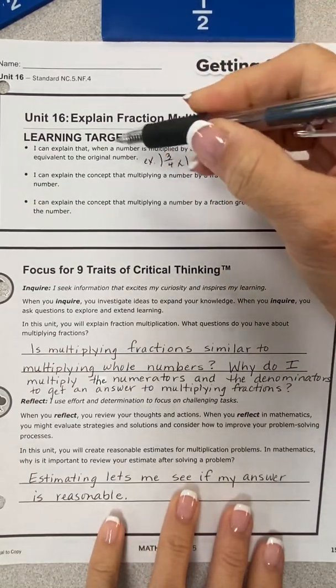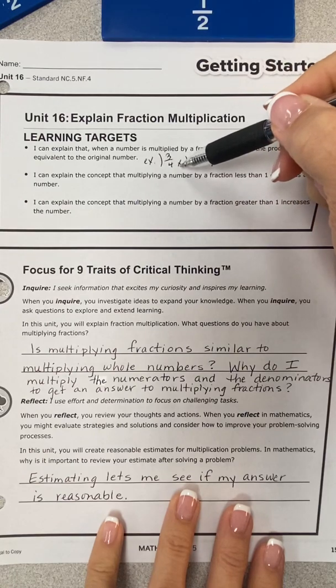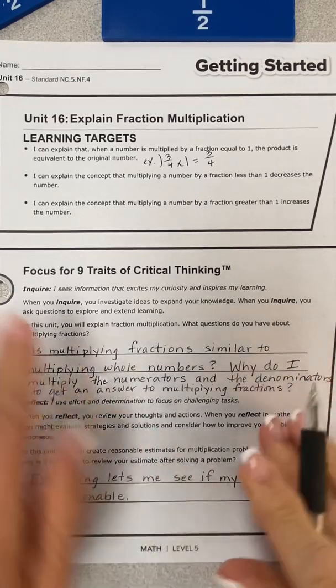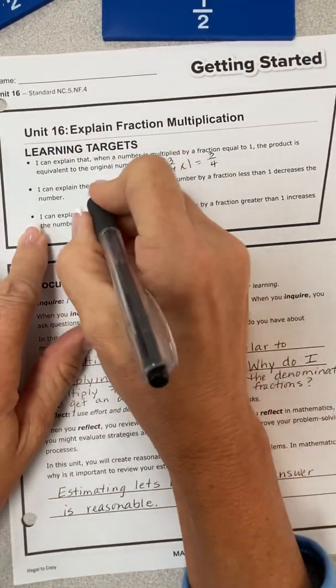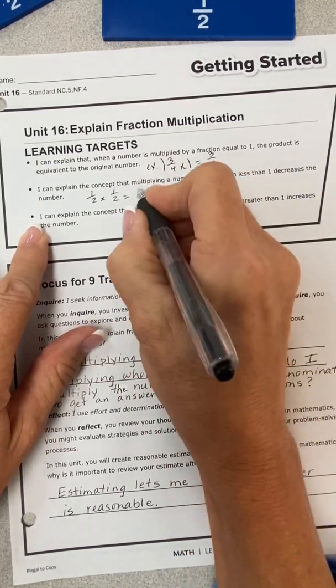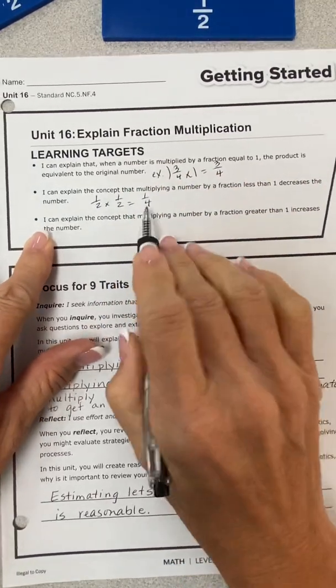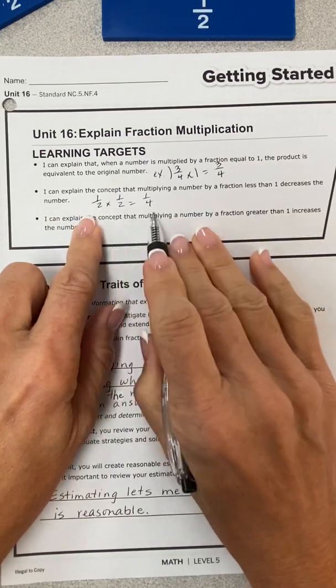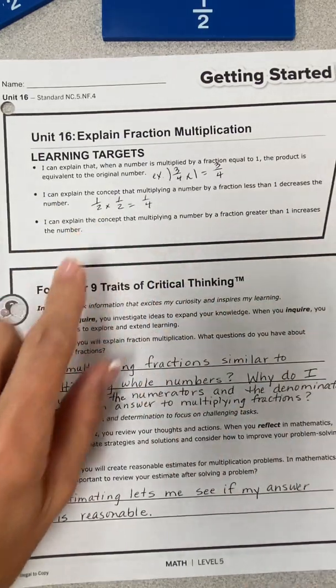Okay. I can explain the concept that by multiplying a number by a fraction less than 1, it decreases the number. So if I have 1/2 times 1/2, it equals 1/4. Did I multiply a number by a fraction less than 1? Yes, my parts are getting smaller.